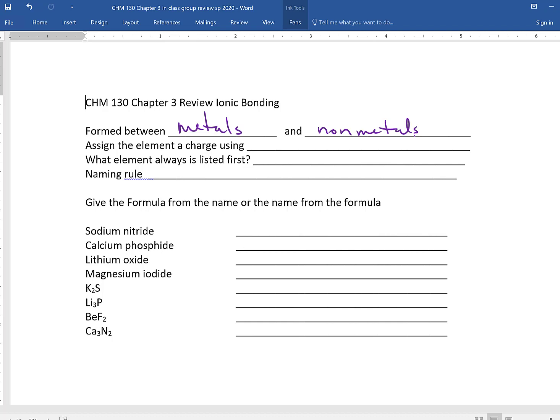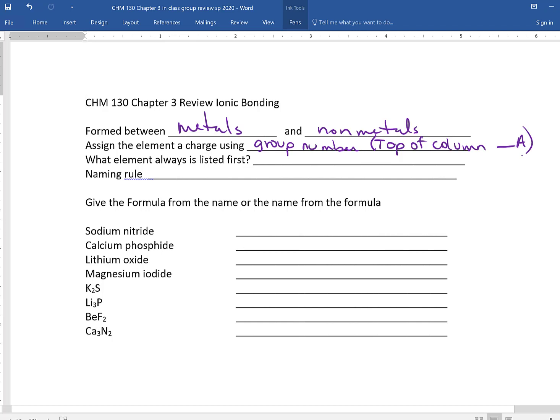In the steps, you assign the element a charge. What do you have to use on the periodic table to figure out what the charge of the metals and the nonmetals will be? What are you looking at on the periodic table? You're looking at the group number. That is at the top of the column. It is the number in front of the capital A for the main group elements.